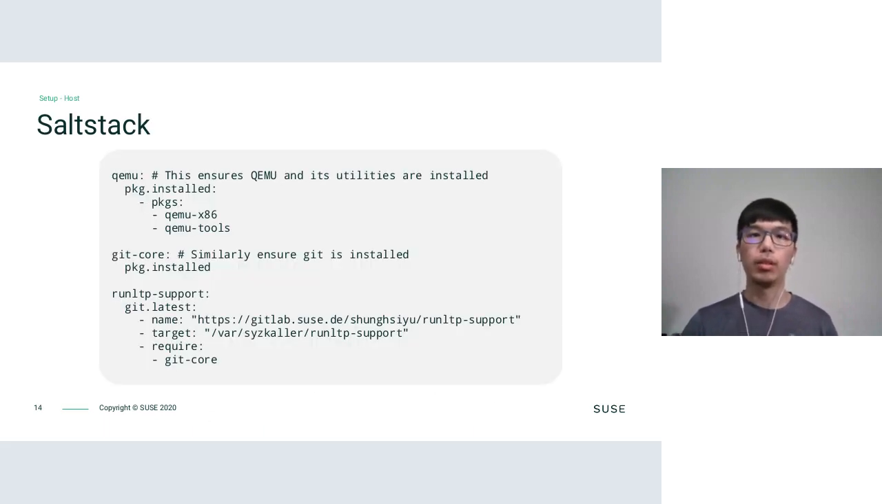To make sure the host has the required packages and configuration to run, I use SaltStack. It's a configuration management tool, similar to Ansible or Chef or Puppet. The nice thing about it is I can write some requirements declaratively. So here, I say QEMU must be installed, Git must be installed, and certain repositories must be cloned to the local directory.